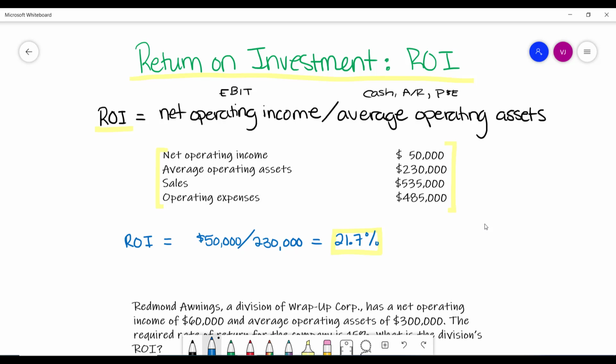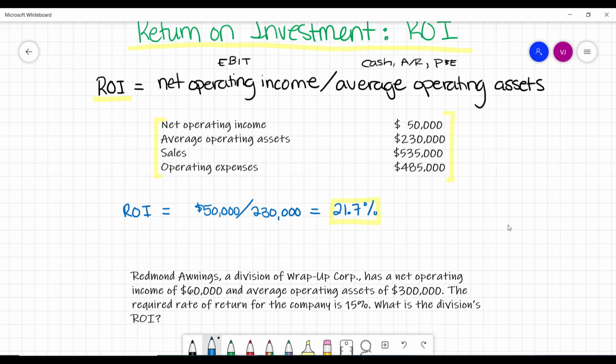Oftentimes, managers will inherit many committed costs over which they have no control, and that's going to impact their ROI without them even having a say in the matter. It's difficult if they're being evaluated on ROI, and ROI includes net operating income, which would be smaller if they have these committed costs they're now responsible for. Also, in the absence of a balanced scorecard, management might not know what to do to increase their return on investment.